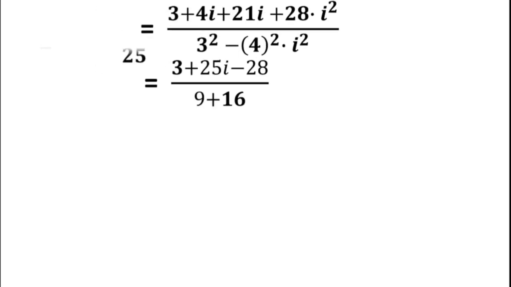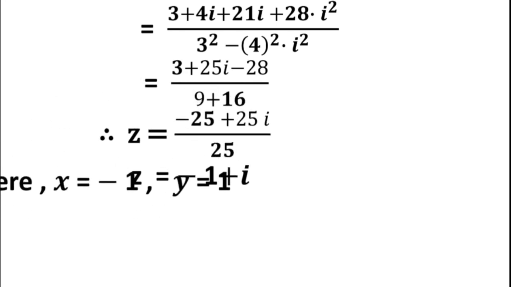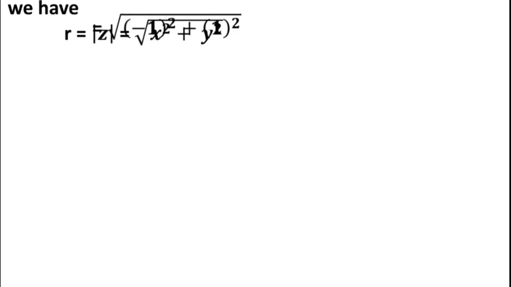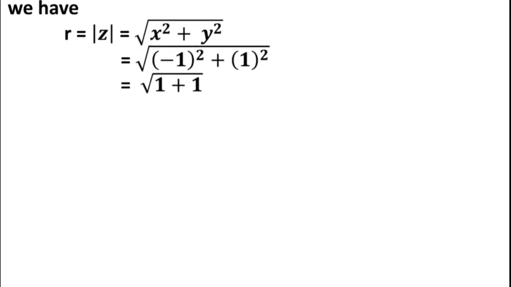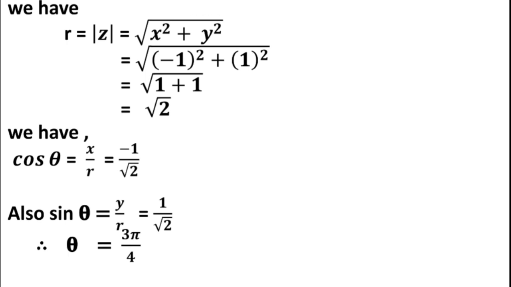After simplifying you will get the given complex number in the form of minus 1 plus i. Here x is equal to minus 1 and y is equal to plus 1. So we have r is equal to under root of x square plus y square, and that is nothing but under root of minus 1 square plus 1 square, which is 2. So r is equal to root 2. Also we have cos theta is equal to x upon r, that is minus 1 upon root 2, and sin theta is equal to y upon r, that is 1 upon root 2, and theta is nothing but 3 pi by 4 by a similar process.